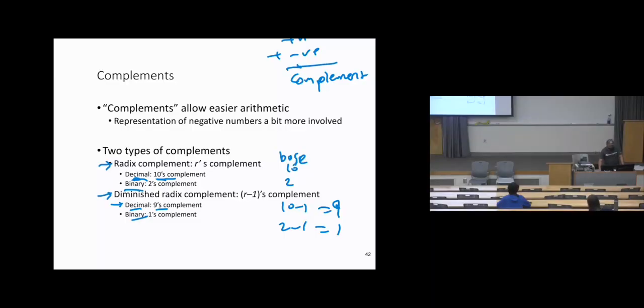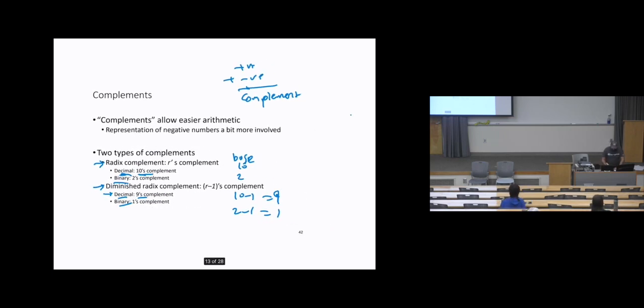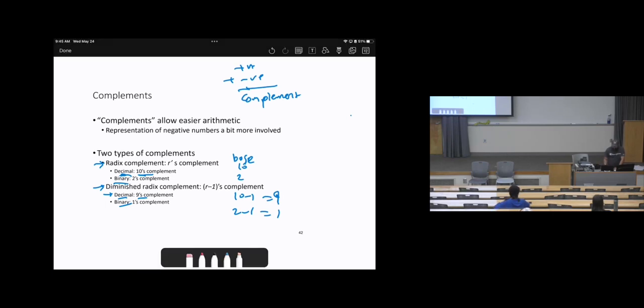Good morning. In today's lecture, we'll discuss more about the negative numbers. So for the negative numbers, last lecture, I mentioned the sign magnitude representation. And I mentioned there are some drawbacks for the sign magnitude. One of the drawbacks is two representations of the zero.